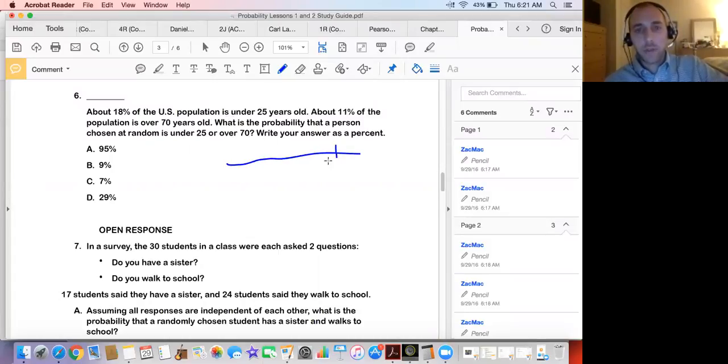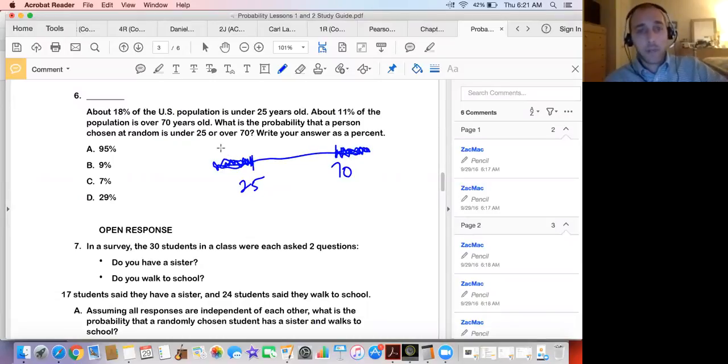We have 25 and we have 70. So the probability of someone chosen at random is under 25 on this side here or over 70 over there. So you can't be both at the same time, so there's no overlap here. So what we need to do is find these probabilities and add them together because they're mutually exclusive. We don't have to do anything with the Venn diagram where we find which values overlap there.